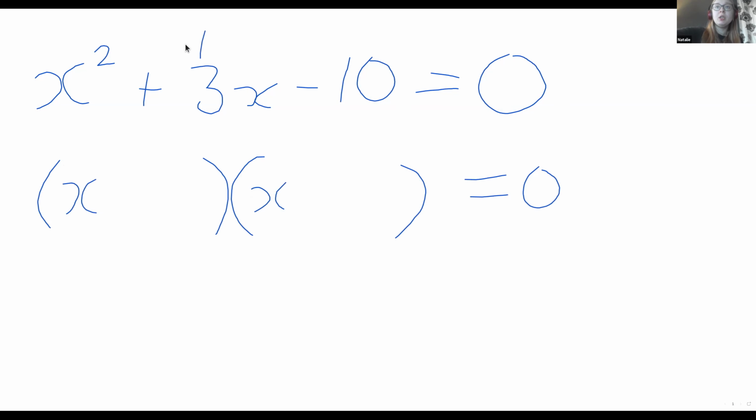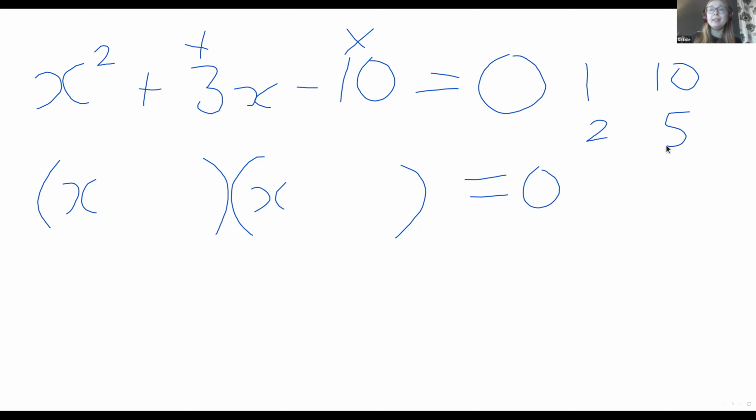And remember, we need two numbers that add together to give 3, but times together to make minus 10. I'm going to write out my factors again of 10. So 1 and 10 and 2 and 5. But this time I know that one of them is negative. Why do I know that?